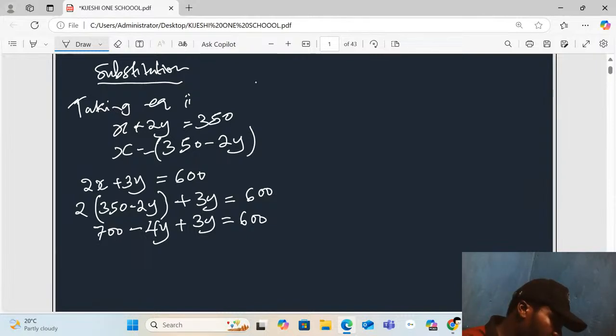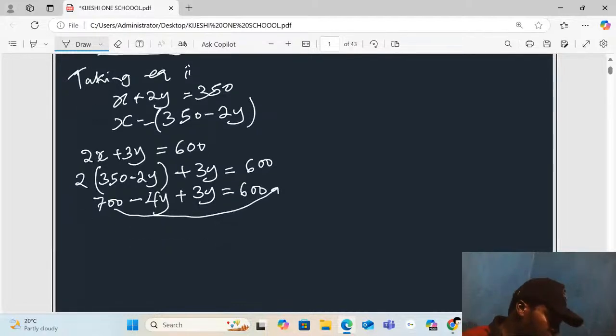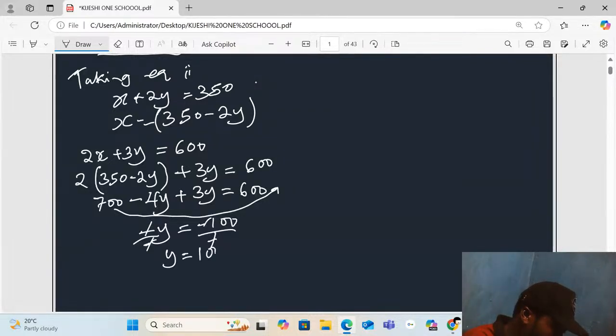So we can move this 700 to the other side, and it will be 600 minus 700. Now we have negative 4y plus 3y, which gives negative y, equal to 600 minus 700, that is negative 100. So we have negative y, and we divide both sides by negative, so it cancels. So the value of y will be equal to 100.